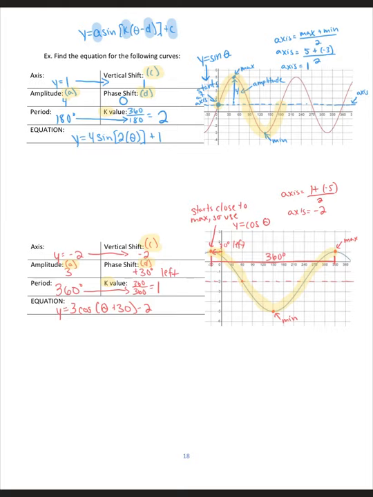Also, the period here is still 360 degrees, right? It didn't change from our base function. So our K value just stays at 1. And we can show that mathematically by just doing 360 divided by 360, which is 1. So our transform function is y equals 3 times the cosine, and then in brackets, theta plus 30, minus 2.